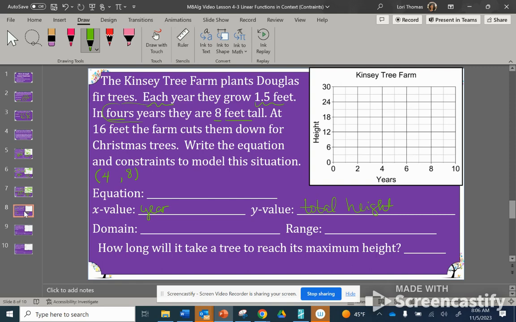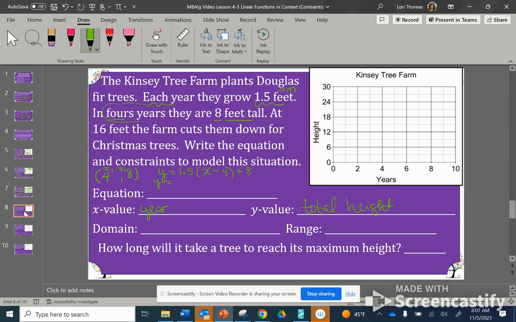We also know that they grow 1.5 feet each year. So this is going to be our slope, our constant rate of change. So we're going to use point slope. We have a point, a data point that's not the initial value, and we have the slope. So they're going to grow 1.5, and then we have X minus our X1 value plus our Y1 value of 8. And again, we could plot this, but let's just go ahead and convert this to slope-intercept form.